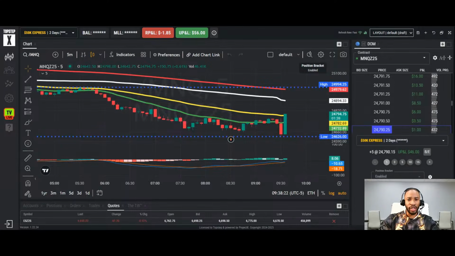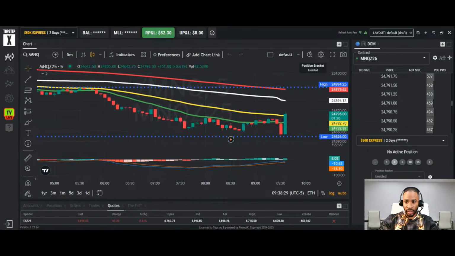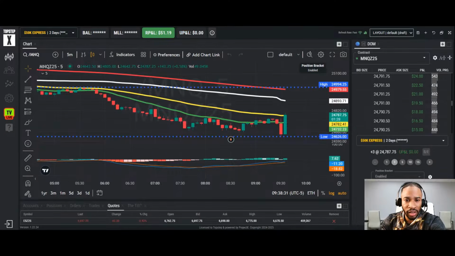I'm not trying to be greedy. Let's go. We're currently green on the play. Come on, keep moving higher. Beautiful. Oh my God. Order filled. Let me take those profits. Let me get back in. Order filled. Just secure profits. Come on, we're currently long on the Nasdaq at the moment. Come on, keep going higher.